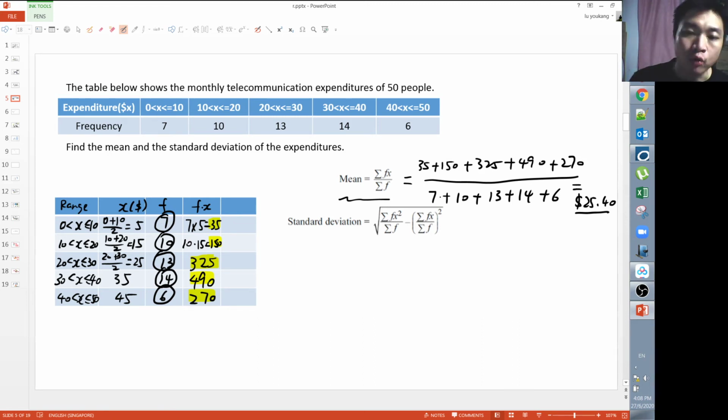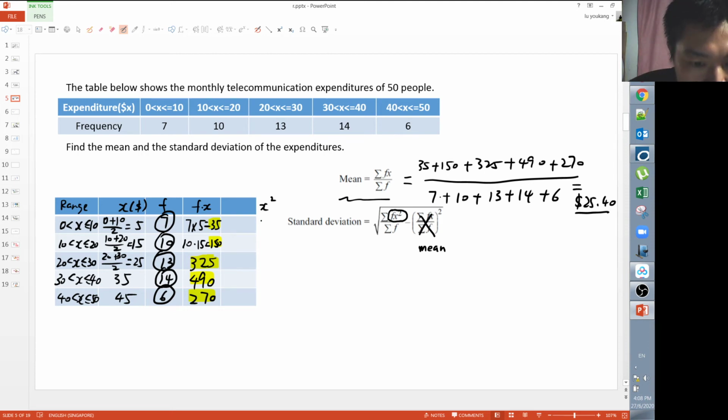Alright, so now after we have found the mean, let's look at the standard deviation formula, right, which is here. Like I have told you in my previous video, this can be replaced by your mean. Now you need to find your fx squared, because you need that so that you can do the summation of fx squared. So what I'm going to do here is write down my x squared first.